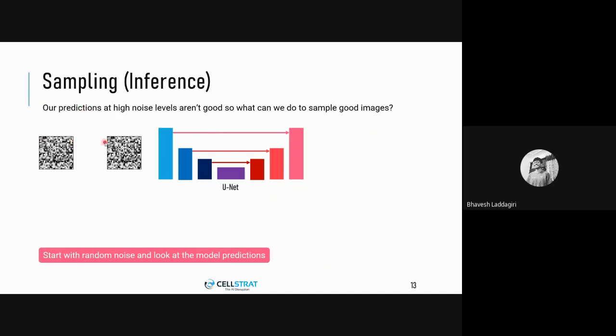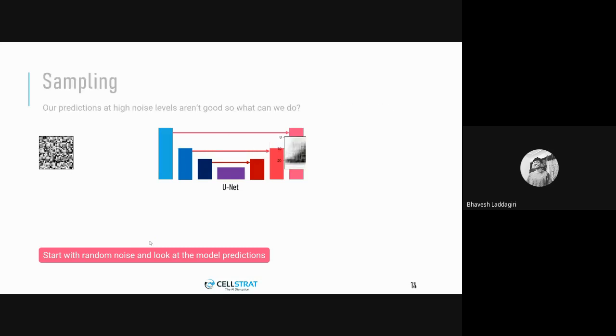Because our predictions at high noise levels aren't so good, what can we do? We start with some random noise. This is the first random noise, completely noisy, with no structure visible in the image. It's pure noise. Then we look at the predictions. For this particular random noise, it is predicting a shoe. It could be anything, a cloth, a pant or a shirt, but it chose a shoe, and it's still obviously very blurry.